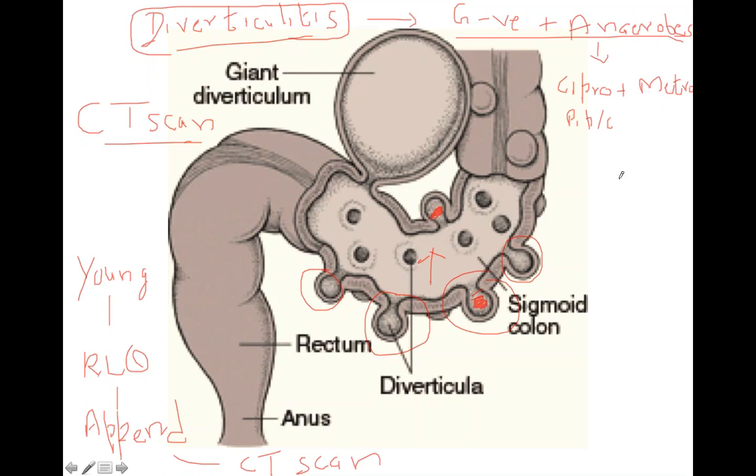Piperacillin tazobactam, or amoxicillin clavulanic acid, or ampicillin sulbactam. These are all broad spectrum antibiotics which will cover gram negative and anaerobes. Also, we can give a combination: cefoxitin plus gentamicin. Cefoxitin or cefotetan, these are second generation cephalosporins, and they are also broad spectrum. They will cover anaerobes and gram positive also, and we can give them with gentamicin.